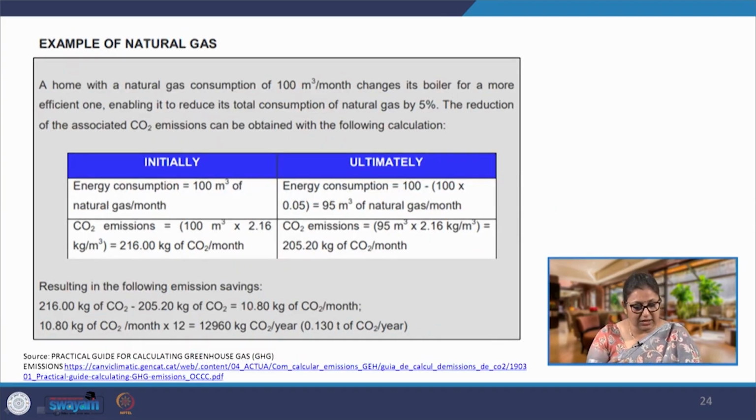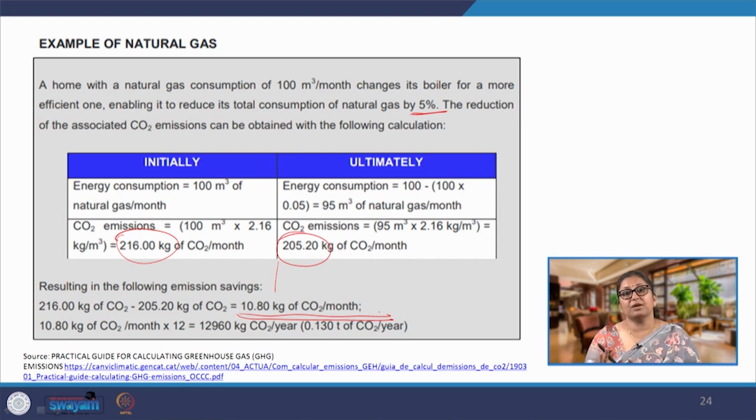This is another one, where a home has changed its boiler, which is based upon natural gas, to a newer, more efficient one, which reduces the consumption by 5%. How much is the reduction in the carbon dioxide emissions that are going to accrue from this change, and hence the reduction in GHG emissions? So, similarly, we can look at specific activities within a larger project and calculate the overall GHG emission reduction.